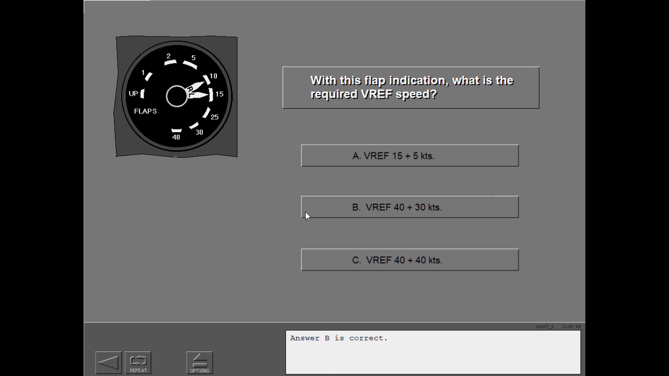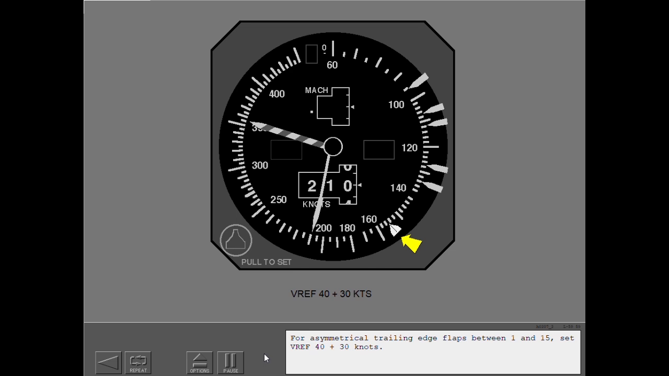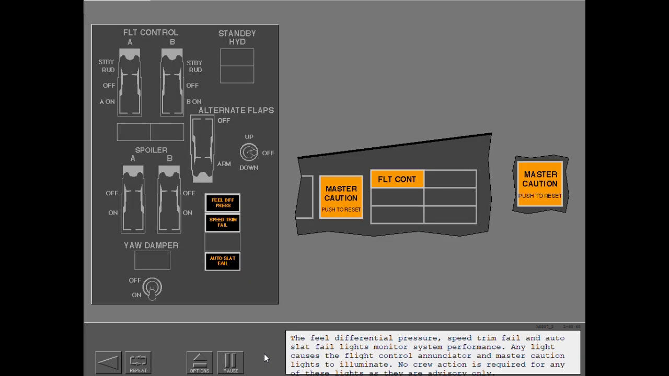Answer B is correct. For asymmetrical trailing edge flaps between 1 and 15, set VREF 40 plus 30 knots. The field differential pressure, speed trim fail, and auto slat fail lights monitor system performance. Any light causes the flight control annunciator and master caution lights to illuminate. No crew action is required for any of these lights, as they are advisory only.